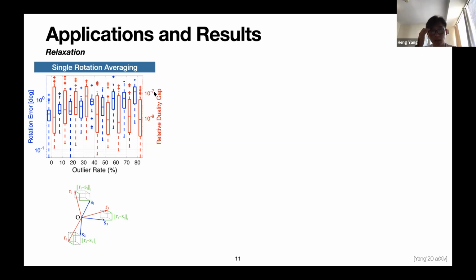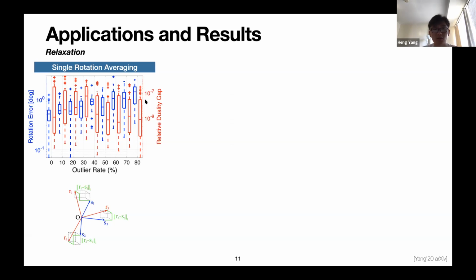So this problem I'm showing here is called single rotation averaging using the TLS robust cost. As you can see, this relaxation performs quite well in terms of rotation error. The rotation error is usually below 1 degree, and at most it can be 5 degrees. So it's very accurate. And more importantly, you see that by solving the SDP, we get the relative duality gap. And the duality gap is usually very, very small. It's 10 to the power of -7 or -6 or even smaller.